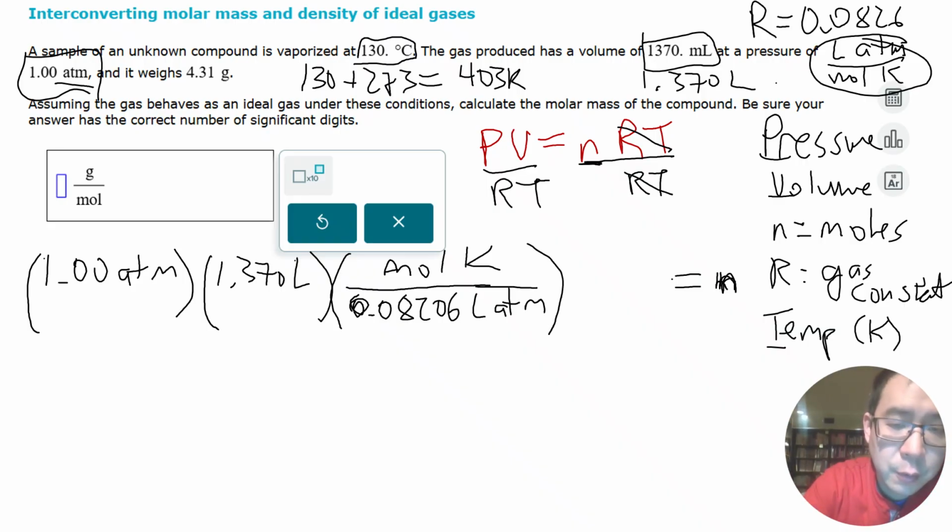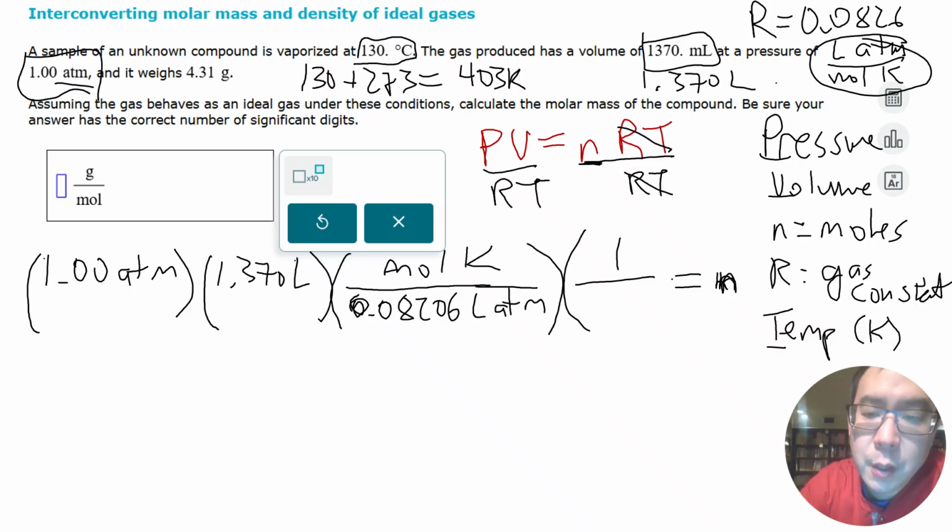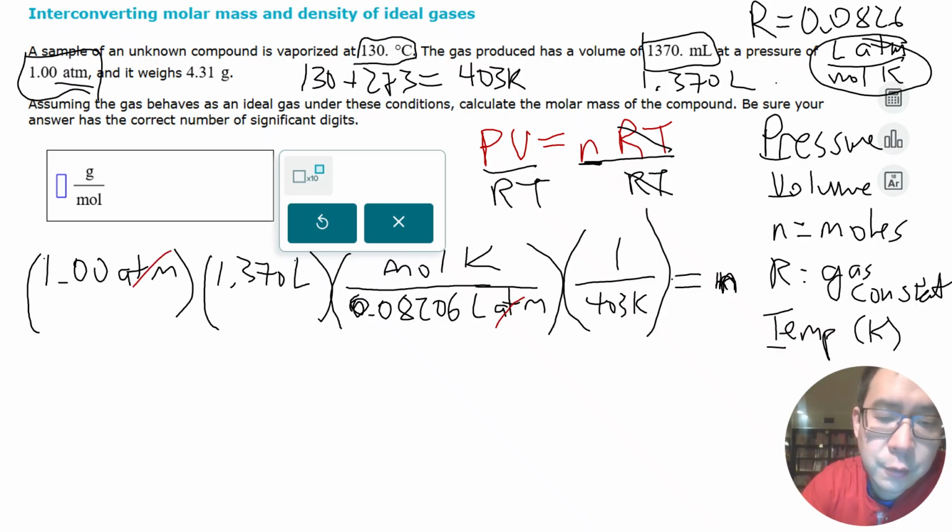So 0.08206 liter atmospheres per mole Kelvin, I'm dividing. And then I'm also dividing by temperature, right? So temperature, if I'm dividing, I'm putting on the bottom, it's 403 K. And when I do that, what happens to the units? Atmospheres cancels with atmospheres, liters cancels with liters, Kelvin cancels with Kelvin, and what's left is moles. Voila, right?